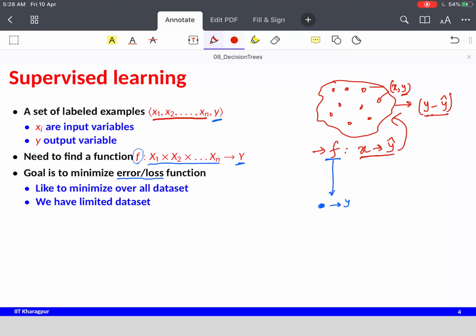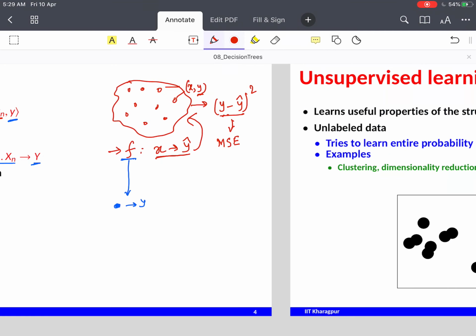Now if I go ahead with a function that is simply the difference between these two, then sometimes it can be positive, sometimes it can be negative. So we can take the square of that. When we use this as a metric to evaluate how good my f function is, this is known as the mean square error function, or this is minimization of the mean square error value to find the best f function.